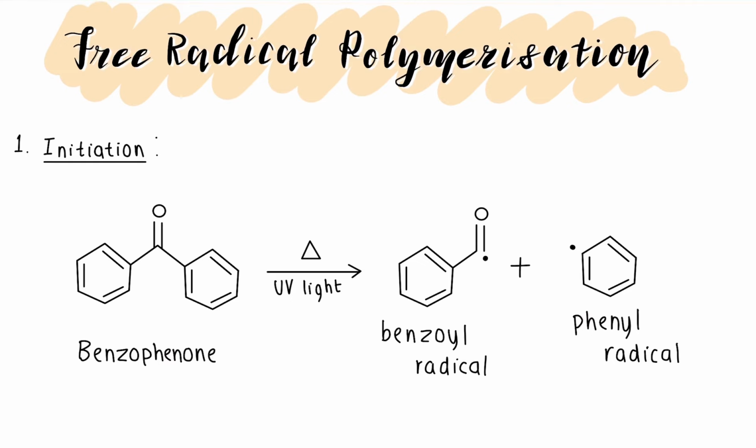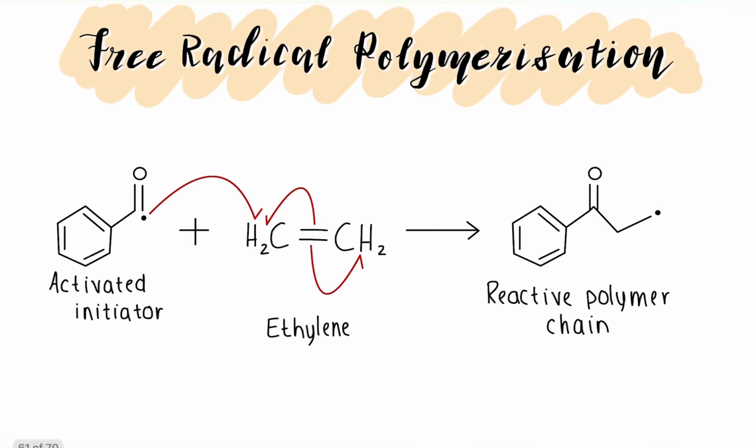There are 3 steps to this reaction, the first being initiation. This is where the initiator breaks down to form reactive radicals through either heating or UV light. In this example, we can see that benzophenone is the initiator, which then breaks down to form a benzyl radical and a phenyl radical. Next, the activated initiator, which is in this case the benzyl radical, reacts with the monomer ethylene to produce a reactive polymer chain.